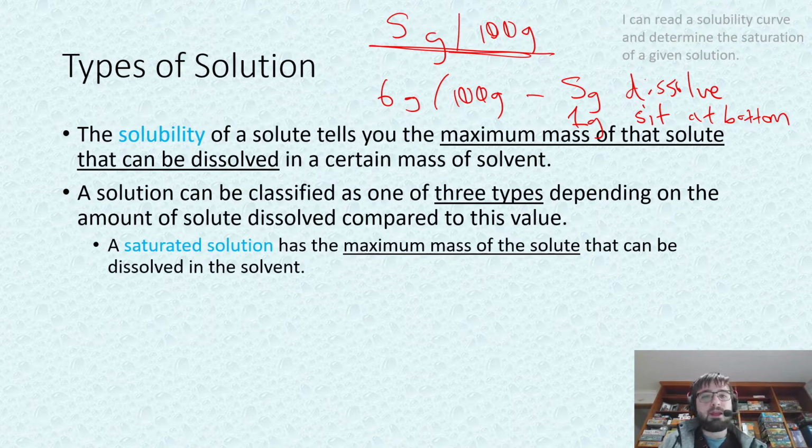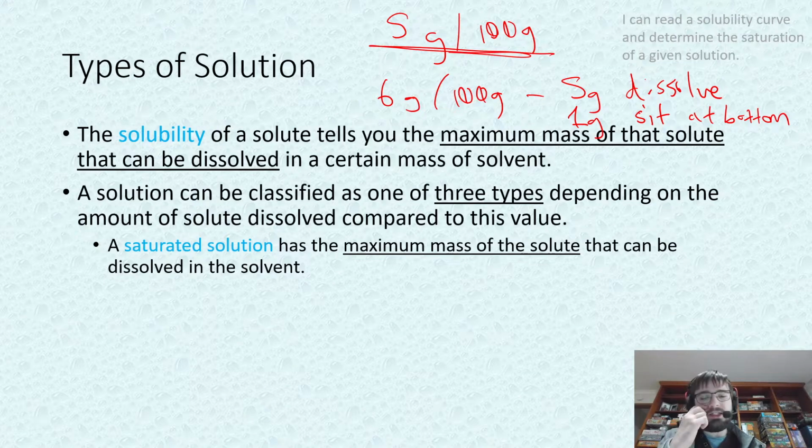So if we've dissolved the maximum amount of solute that we can get in there, so if we've got 5 grams per 100 grams, if we've dissolved enough that it can't hold any more, then we say it's saturated. Just like when we were talking about organic compounds, an organic compound is saturated because it can't hold any more hydrogens. In the case of a solution, it's saturated because it can't hold any more of the solute.